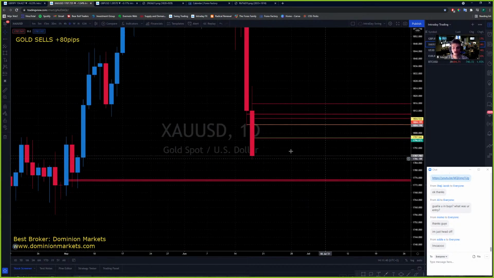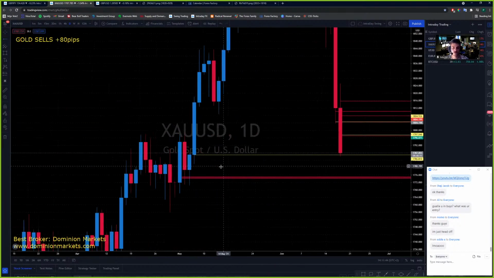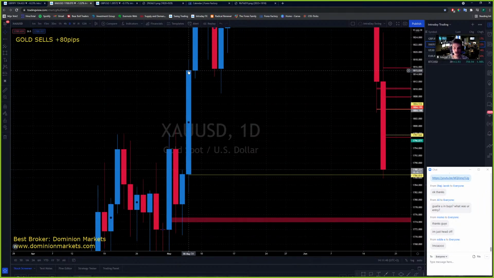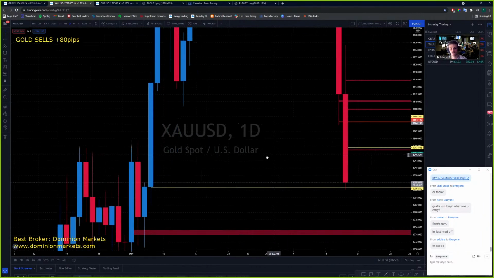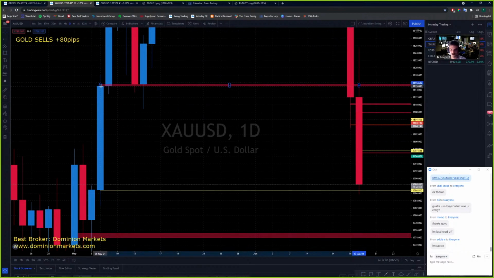Look at this move. Look where price came down to. It's a one-on-one copy of this candle to the left, isn't it? Just beautiful. This is just so amazing.